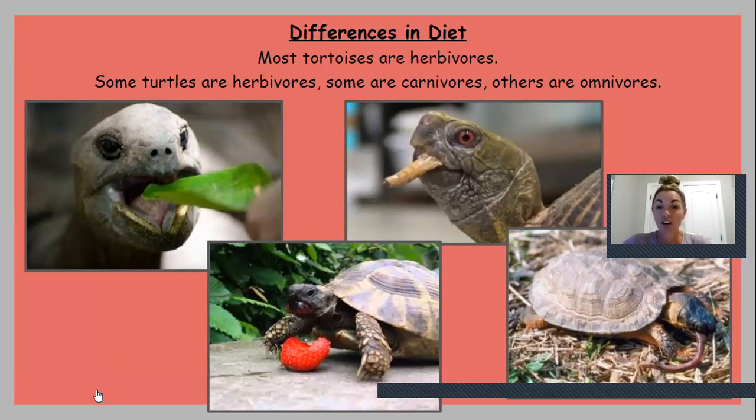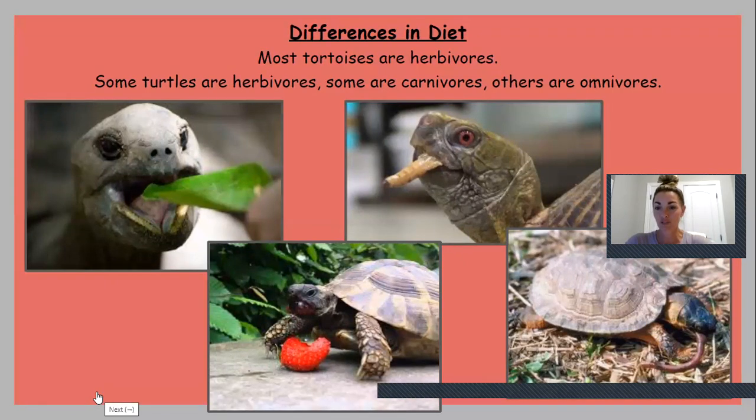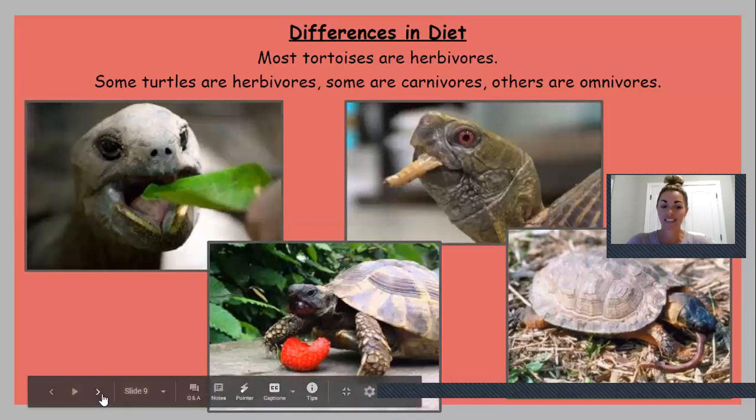Most tortoises are herbivores. Who knows what a herbivore is? If you know what that is, tell a parent or a sibling. Some are carnivores. Do you guys know what that is? A carnivore is a meat eater, and a herbivore is a plant eater. And others are omnivores. How would you guys like to be a herbivore and only eat vegetables? Or how many of you guys would only like to be carnivores that only eat meat?